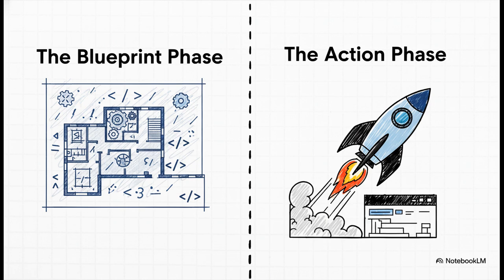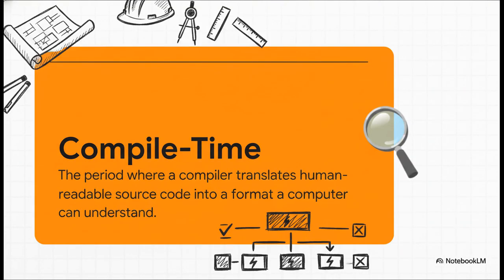And to really get our heads around this, you have to understand that every single program really has two distinct lives. First, you've got the blueprint phase, right? This is where it's designed and checked over with a fine-tooth comb. And then you have the action phase. That's when it gets launched into the real world to actually do its job. So that first life is what we call compile time.